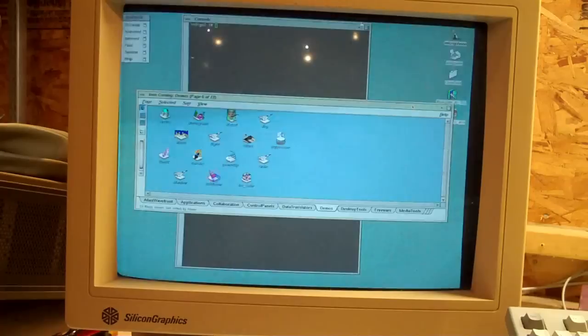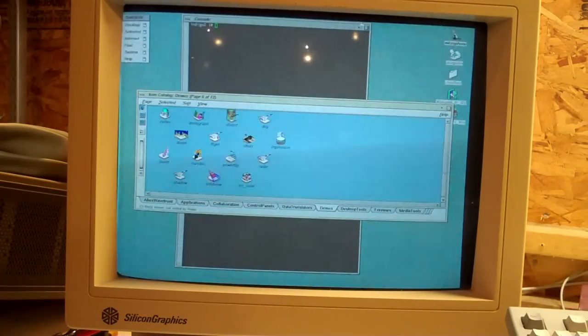I misspoke, I'm sorry. The Impact series refers to the graphics card, not the processor. The R10,000 label was stuck on the machine if it had an R10K. You had several sets of graphics cards.